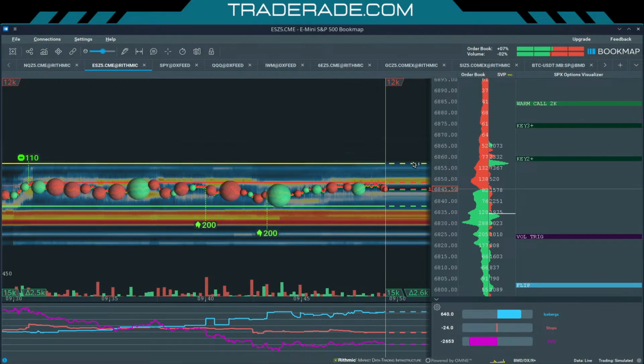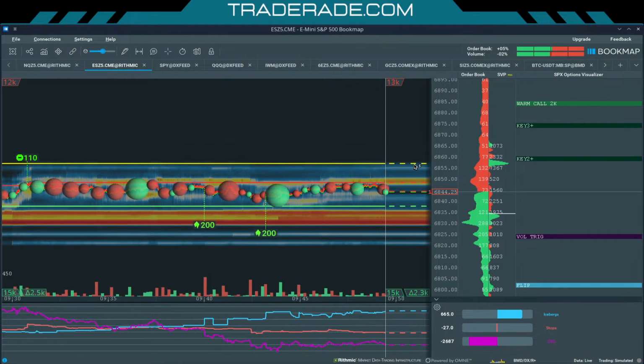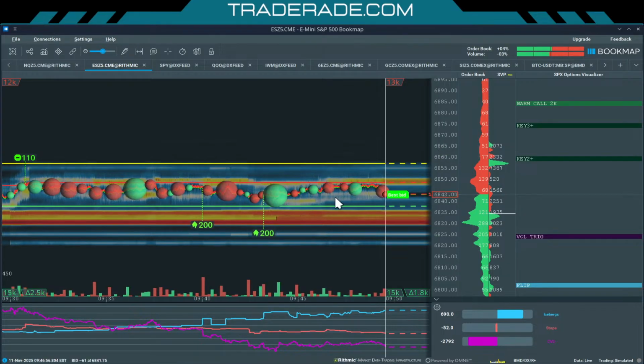So overall, just watching for that break above the pivot, and it may not even end up happening today, but the more we test it, the more likely it is to happen. And that, I think, sets up for a pretty nice release of upside volatility.